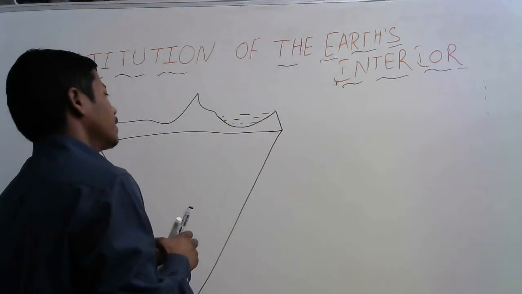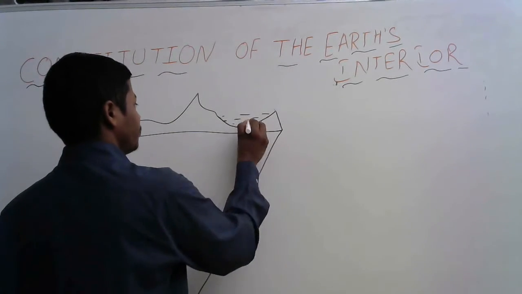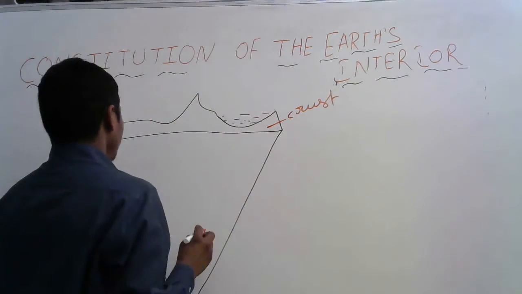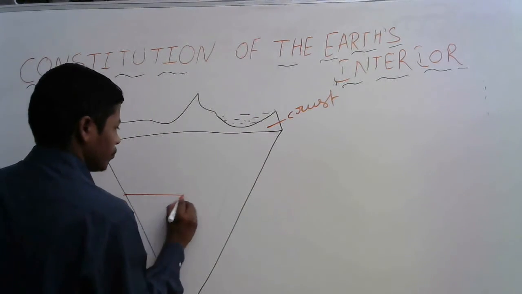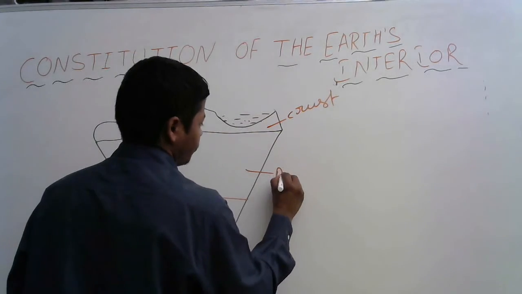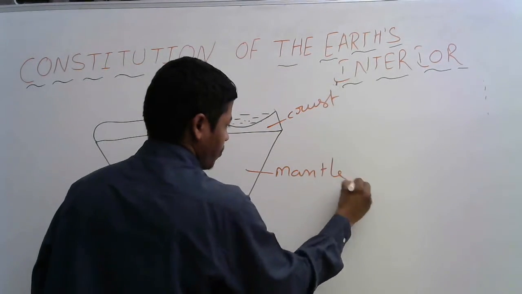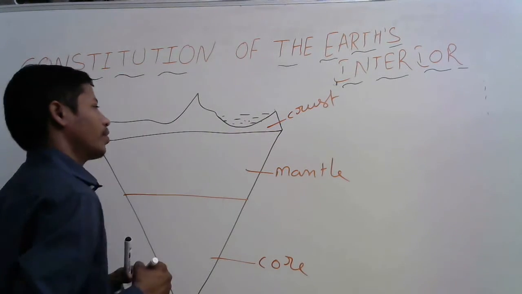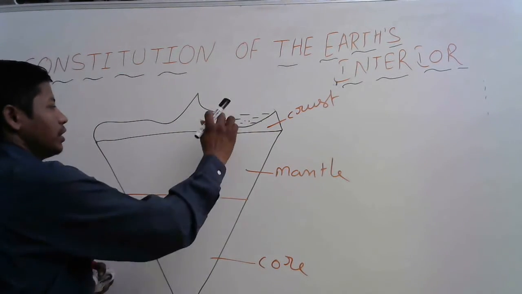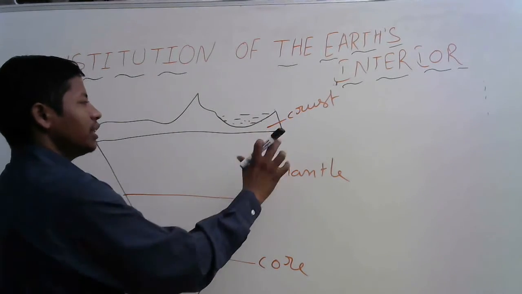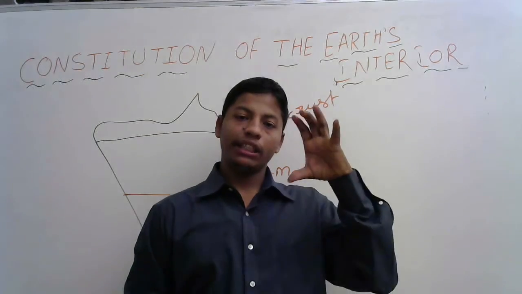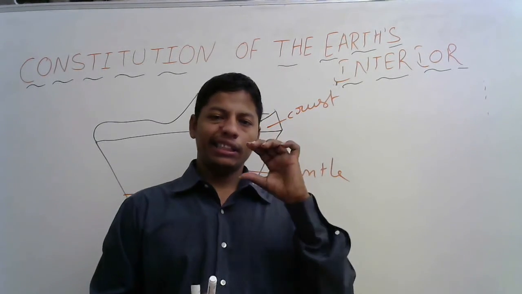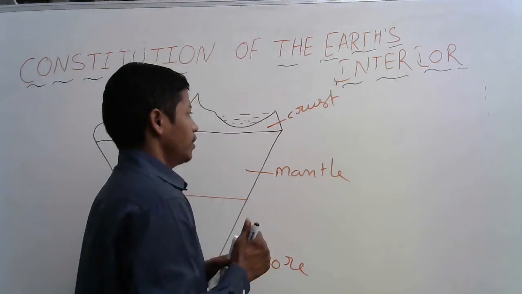This is the continental crust and this is the oceanic crust. This part is the crust. This part is the mantle. This part is the core. Continental crust is thicker but lighter in weight. Oceanic crust is thinner but heavier in weight.